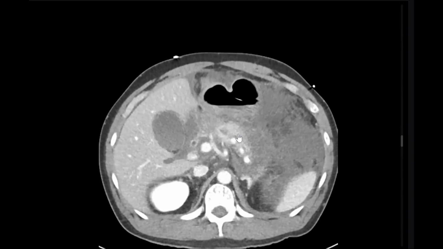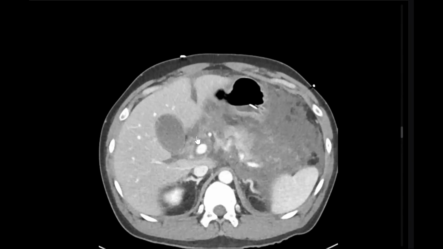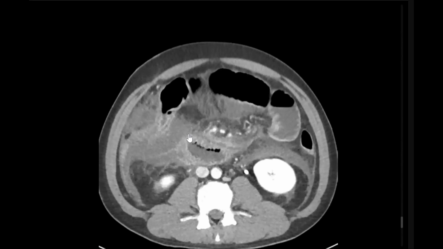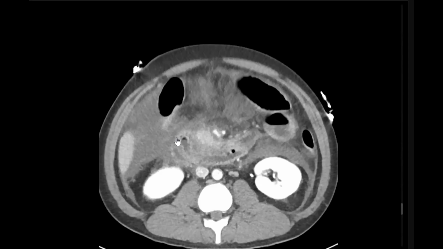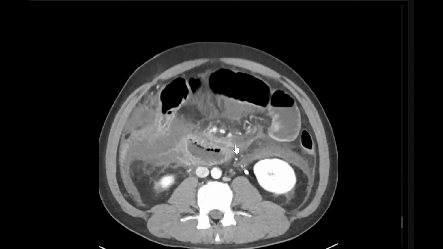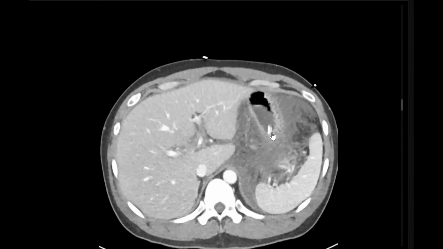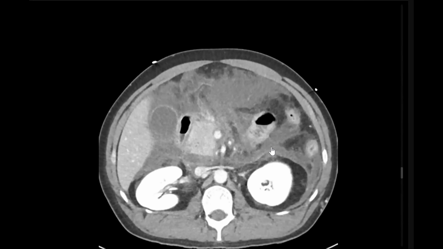Reactive thickening is a normal, accepted finding. Reactive thickening of the gallbladder, reactive thickening of the duodenum. You see, my friend, there is reactive thickening of the whole duodenum and sometimes of the gastric wall. This is an accepted finding. Okay.